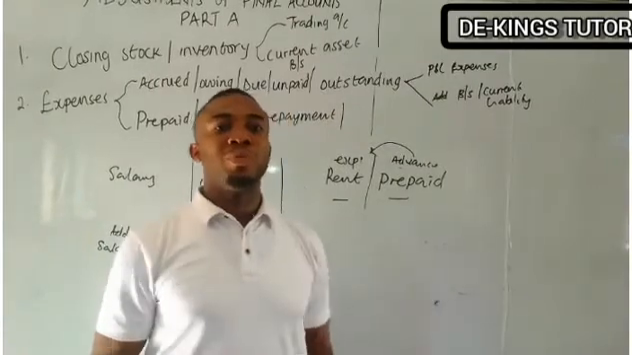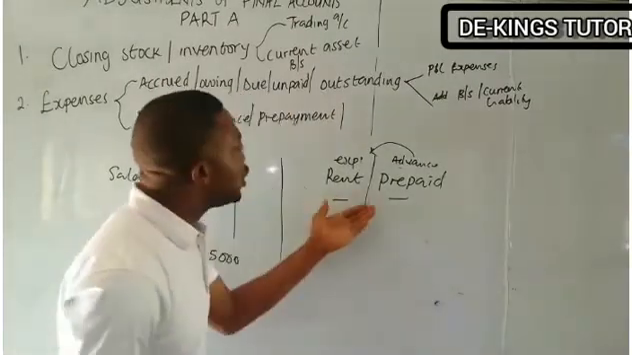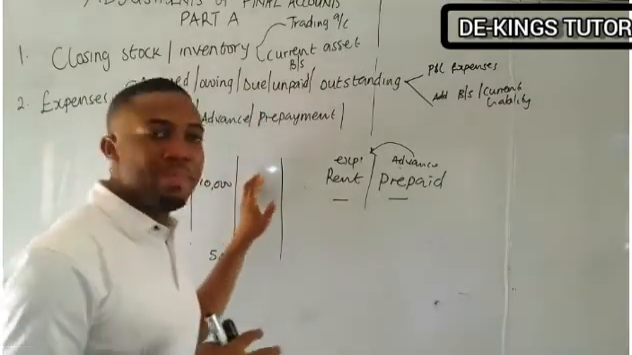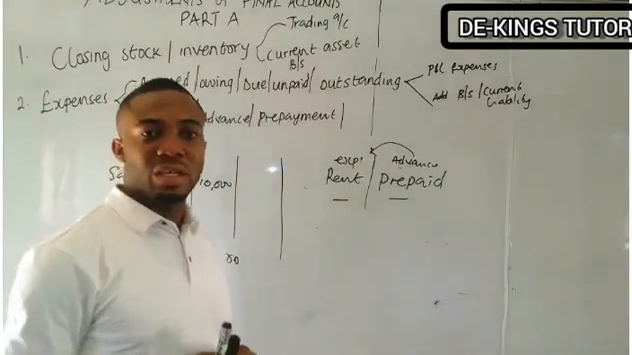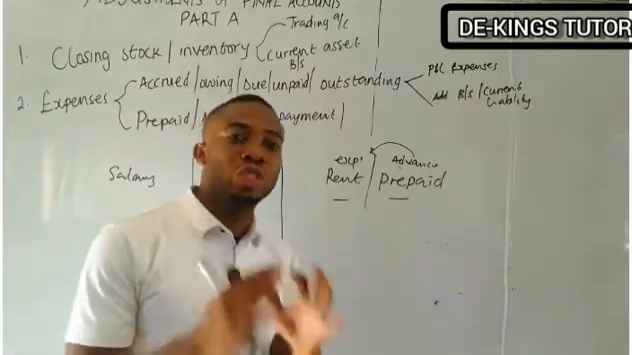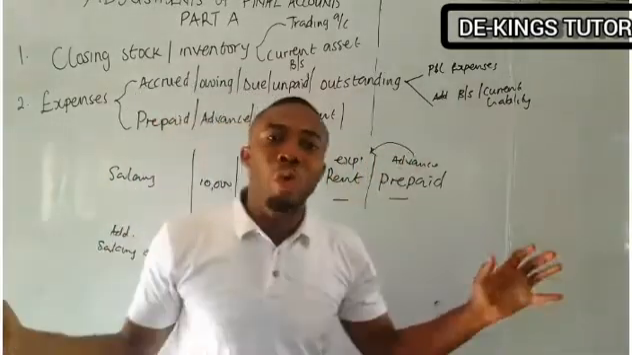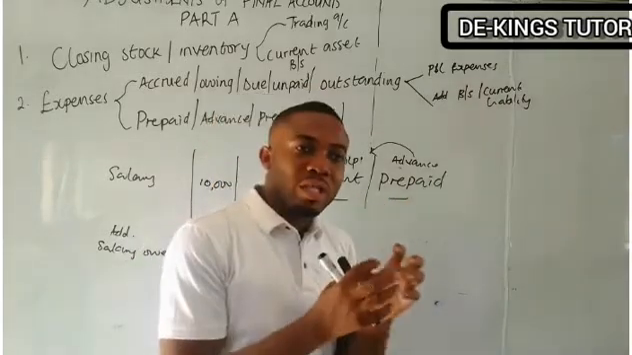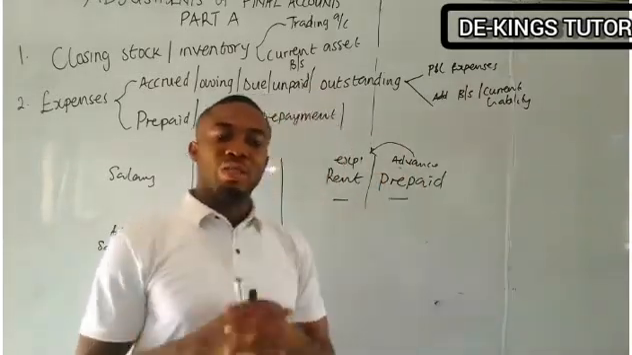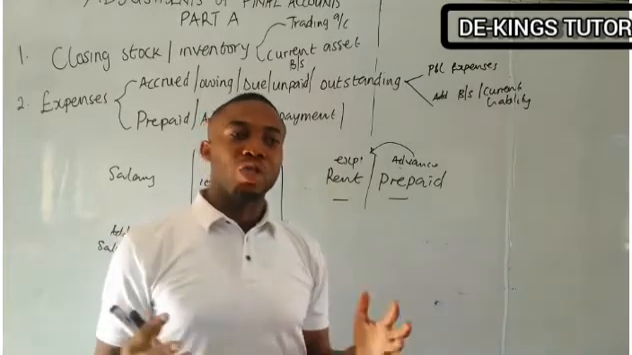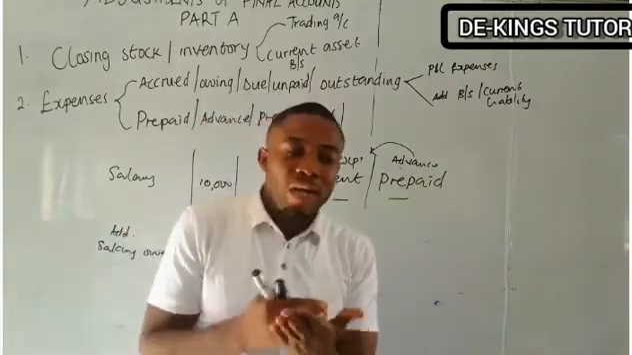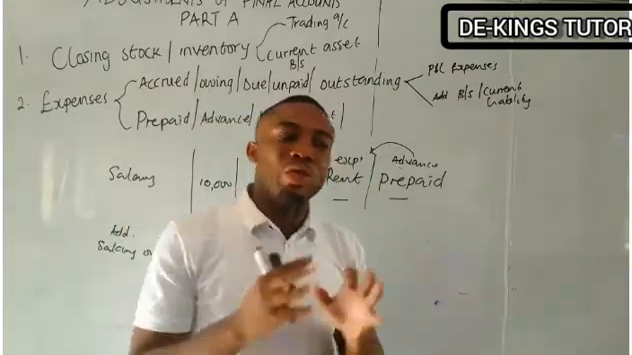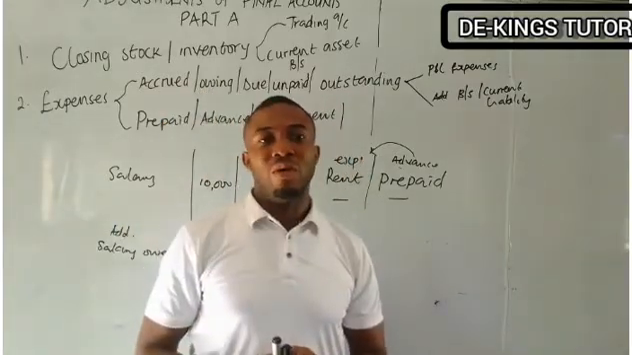Now how do we take prepaid expenses? You deduct the amount that was prepaid from the amount that has actually been paid. In prepaid you deduct, but in accrued you add up to the one in the trial balance. But for prepaid, you deduct it from the one in the trial balance. Because for the one in the trial balance, we want to know the exact money that is supposed to be for this particular year, so that it will go to the profit or loss account.